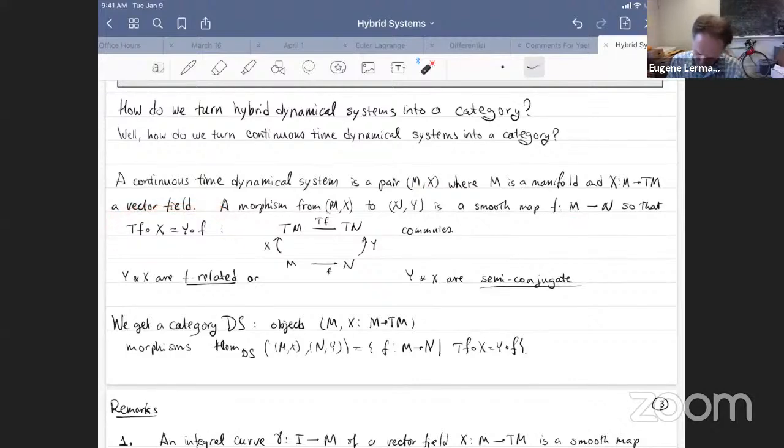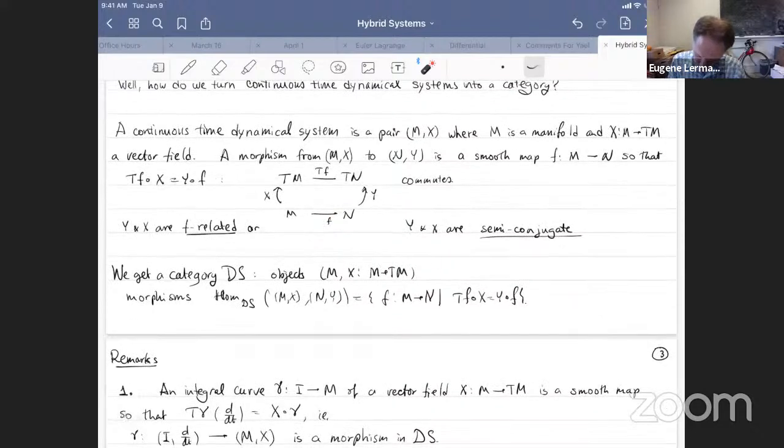So if you think in terms of diagrams, here's the map between manifolds, here's one vector field. I can go up, I can go over where the differential of my map F, or I can go over and go up by the vector fields. People say the X and Y are F related. Another word that gets used in dynamical systems is semi-conjugacy. I guess conjugacy is reserved for when F is a diffeomorphism. So we have a category. The objects are manifolds with vector fields, pairs, and morphisms are maps satisfying the condition.